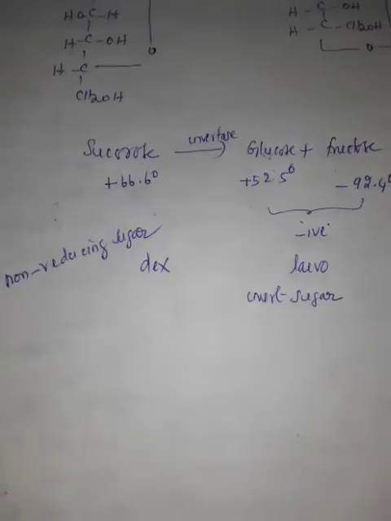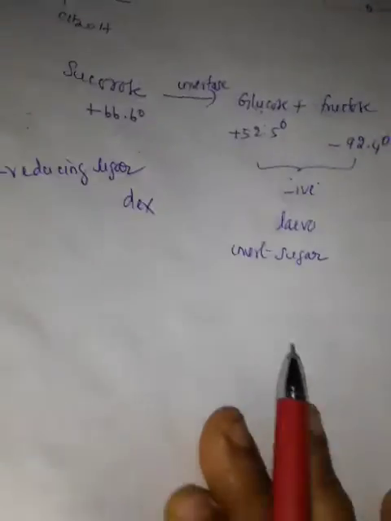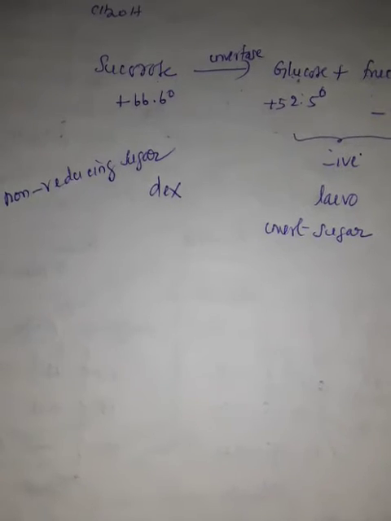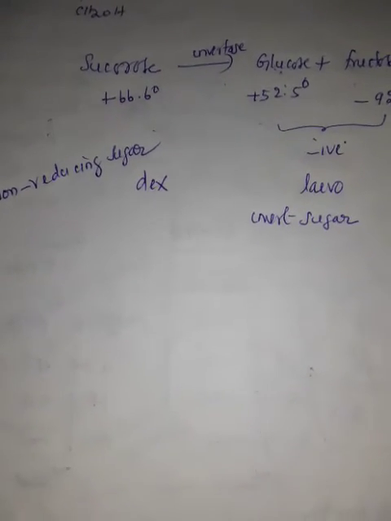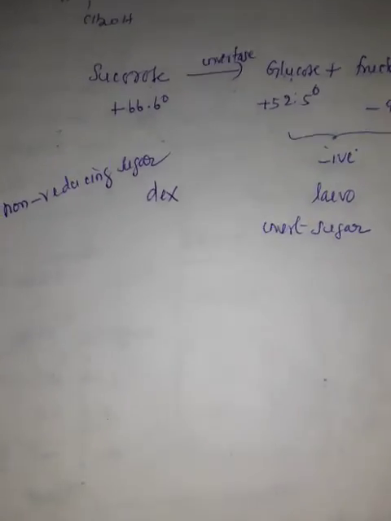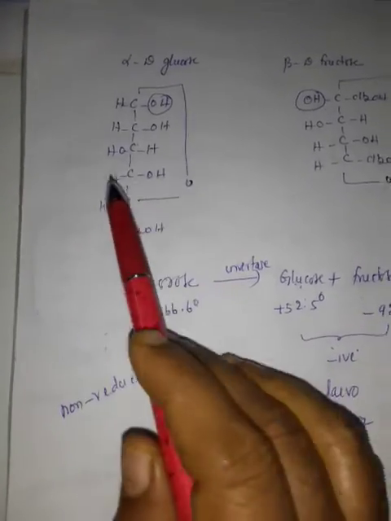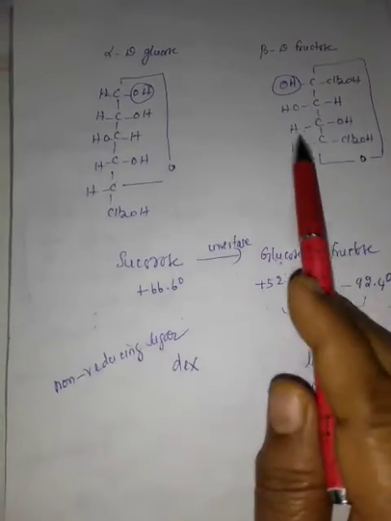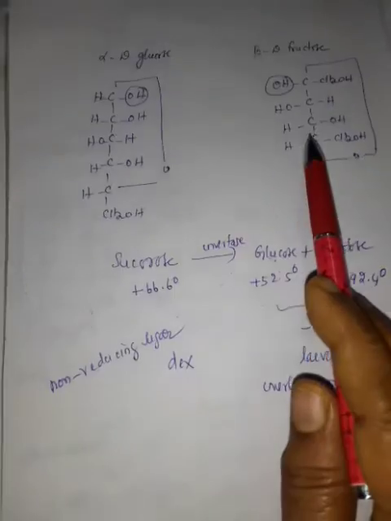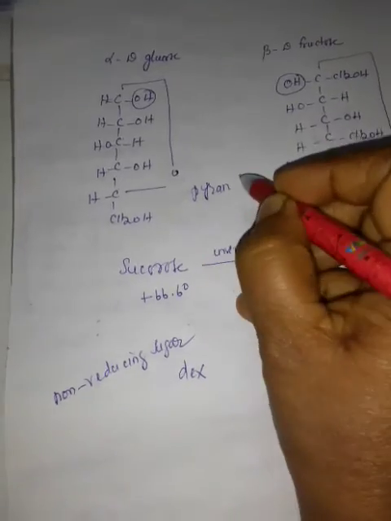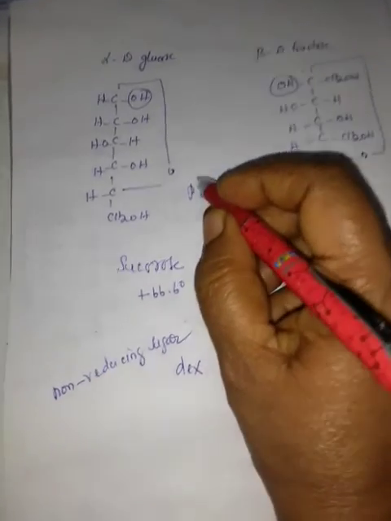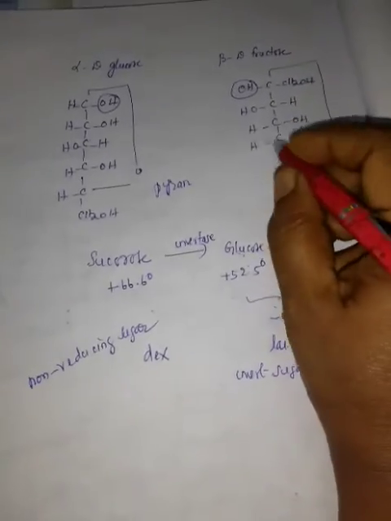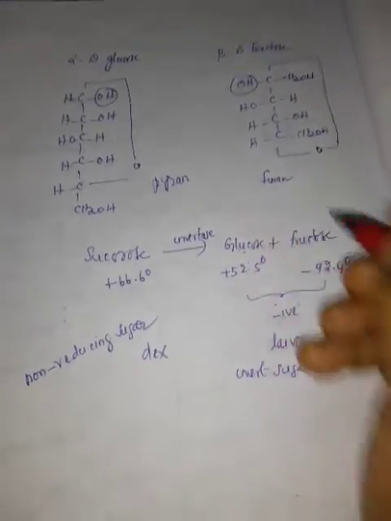Now we are going to see the structure. Here I already told you the two monosaccharides are linked by an oxide linkage called glycosidic linkage. That only I will show you now, how it is linked. Sucrose is the combination of two monosaccharides: one is alpha D glucose, the other one is beta D fructose. Glucose always takes the shape of a pyranose, a 6-membered ring, 5 carbon atoms, 1 oxygen atom. Fructose always takes the shape of a furan.